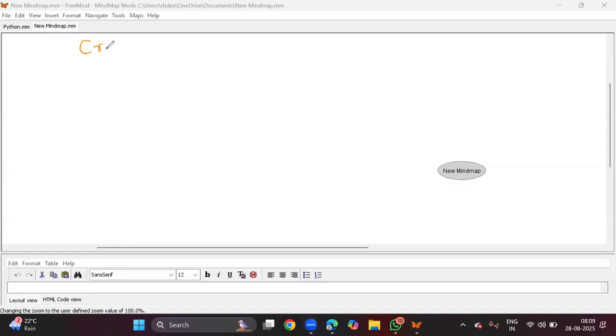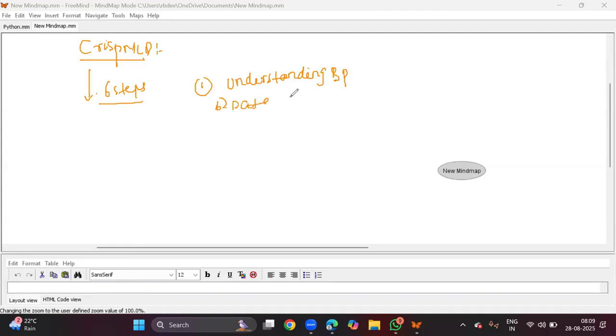So we are talking about a methodology called the CRISPR-MLQ methodology, and this CRISPR-MLQ methodology will have 6 steps. First step is understanding the business problem. In that, B is understanding the data, whether the data is integer type, float type, text type, or boolean type.